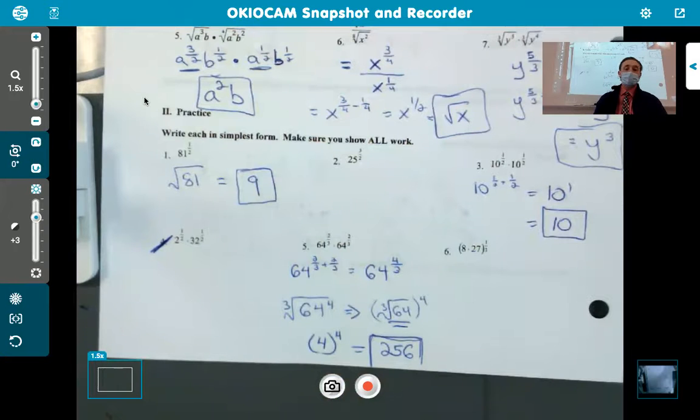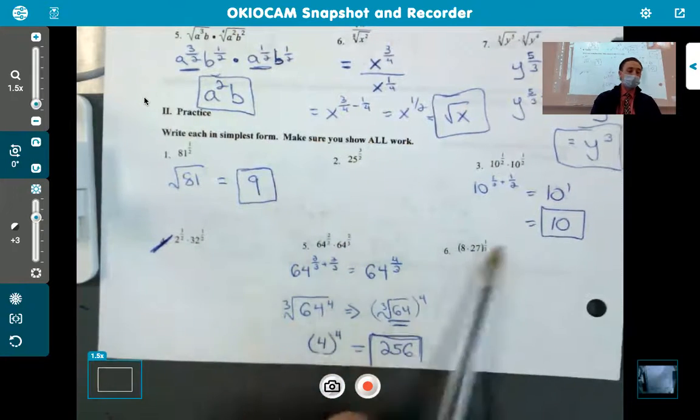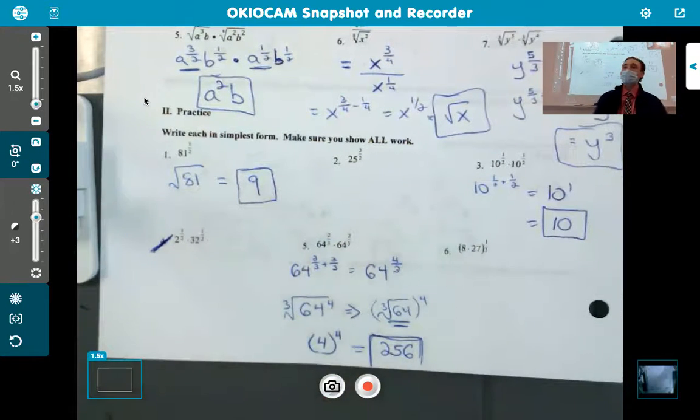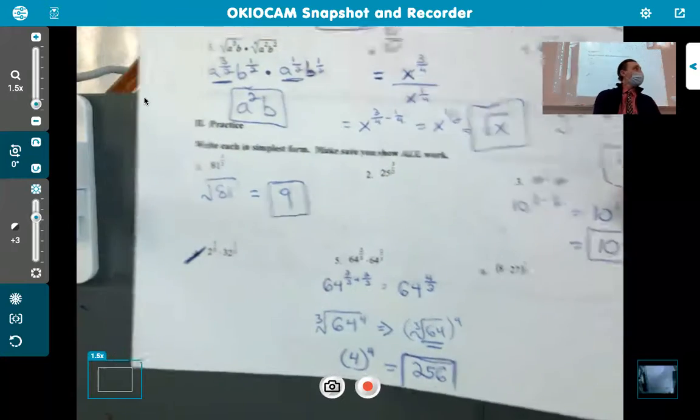Any questions about anything from this first page so far? So numbers 1, 3, or 5. Everybody good? Okay.